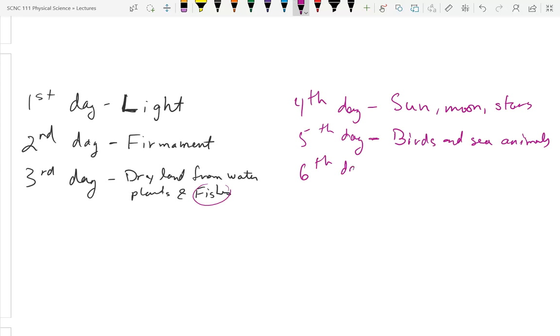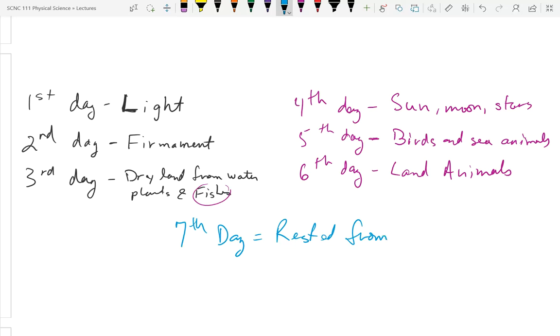Sixth day. Now that's the end of the creation part. What happened on the seventh day? Rested from labors, which is why we keep the Sabbath day holy.